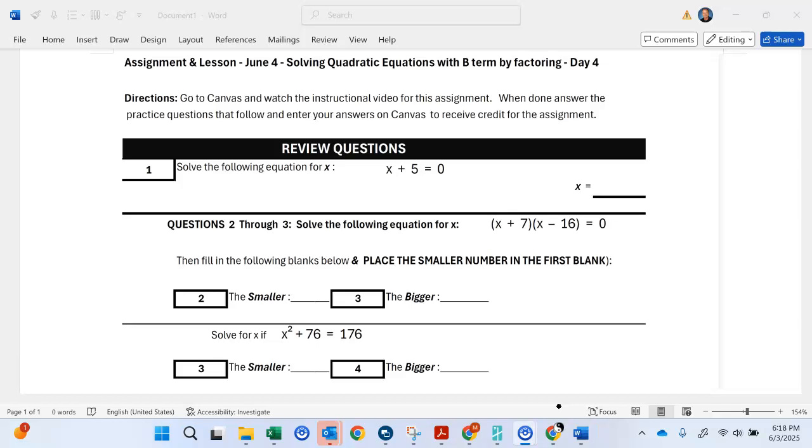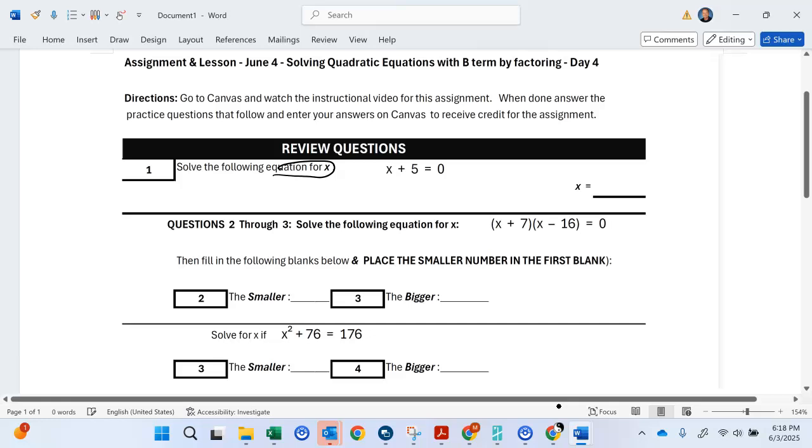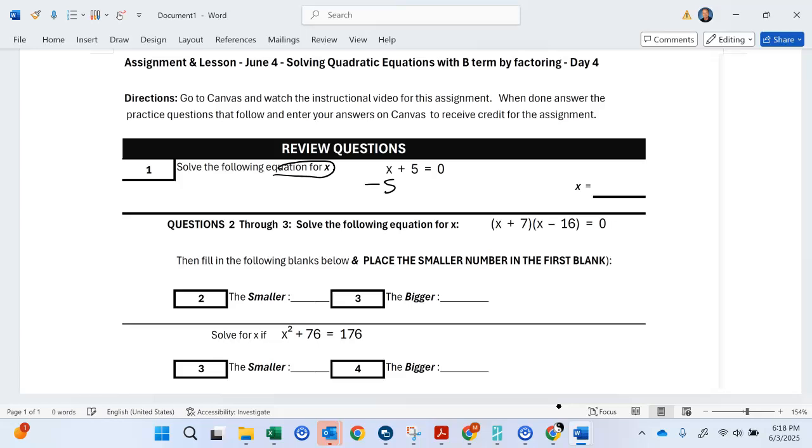Okay, so when you get a question like this and you're solving for x and it's equal to 0, then this needs to be the opposite of plus 5, so this would be negative 5. And if you put it on your calculator, negative 5 plus 5 would equal 0. So this one's negative 5.